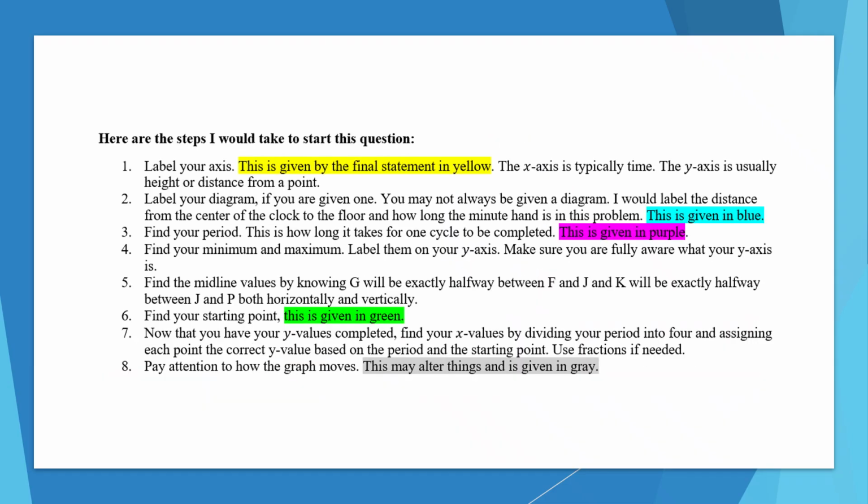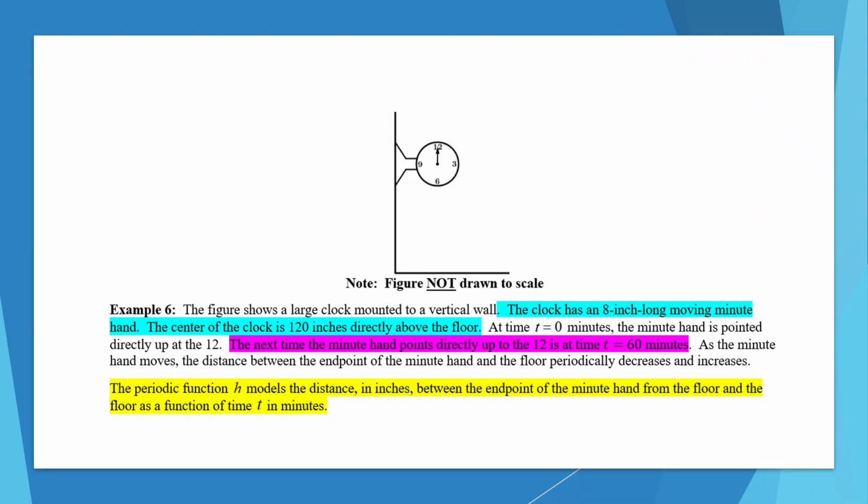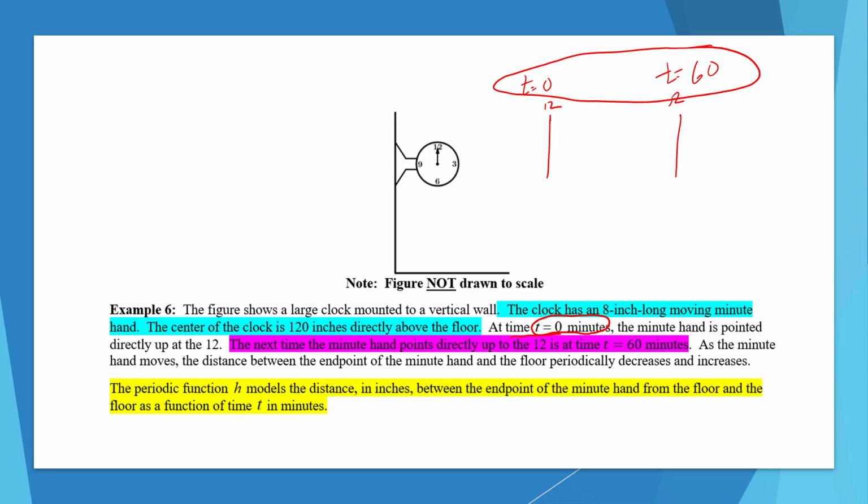The third step is find your period. This is how long it takes for one cycle to be completed. If we take a look here, it is given in purple. Here it says at time t equals 0 minutes, the minute hand is pointed up at 12. So this is at time t equals 0. It's at 12. And then the next time the minute hand is pointed at 12 is at t equals 60 minutes. So from 0 to 60 is 60 minutes, which is equal to our period.